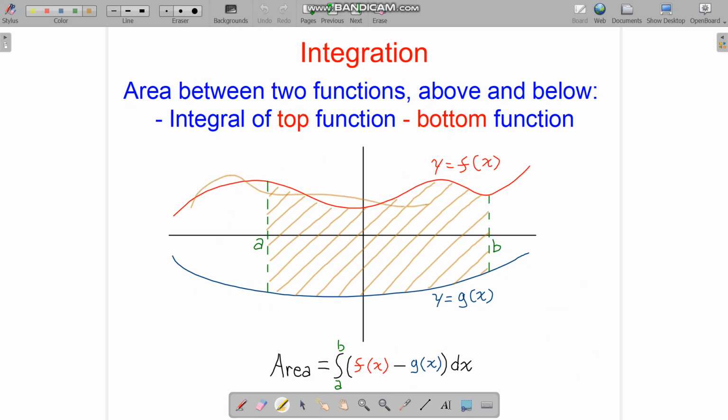If we have two functions as the upper and lower boundaries, we can just subtract. It's from a to b, so in one integration, but we subtract the upper minus lower functions.